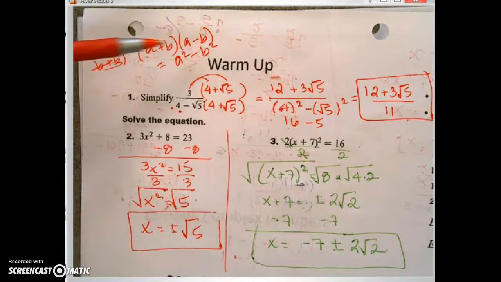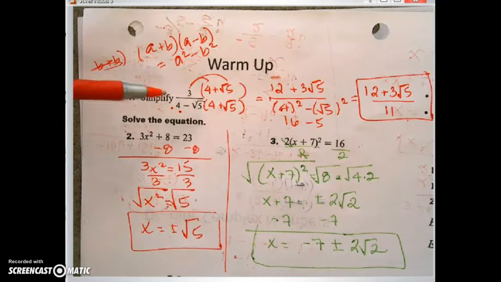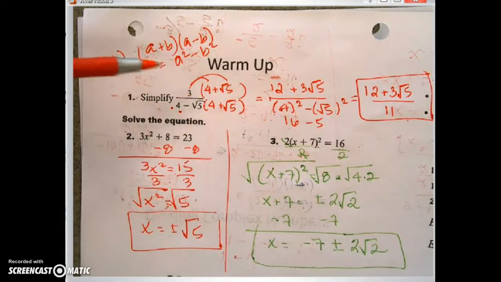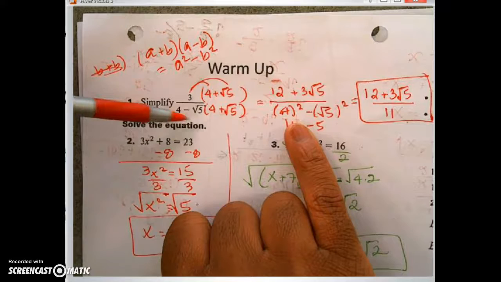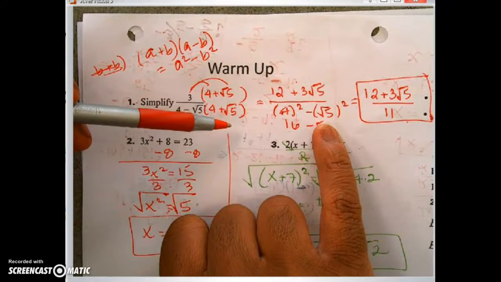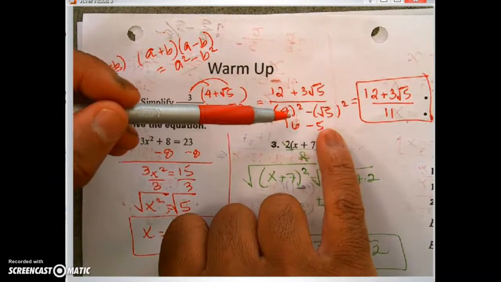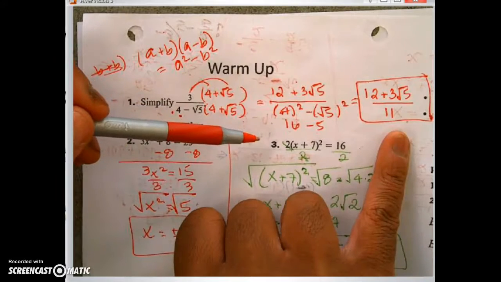So I wrote down the special pattern that I would use in order to multiply out the conjugate here. The conjugate for multiplying is 4 plus radical 5. Using this special pattern, which is the difference of two squares, I would square the first term, which was 4, and then subtract the square of the second term. You could also FOIL this all the way out and you'll get the same thing, which is 11.